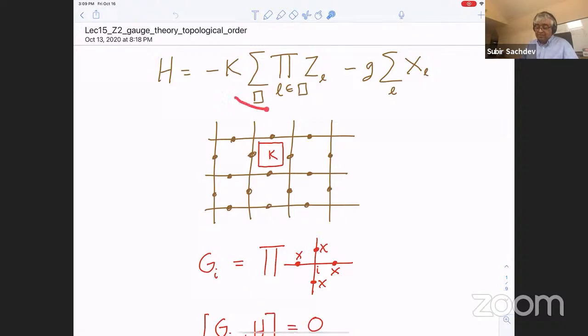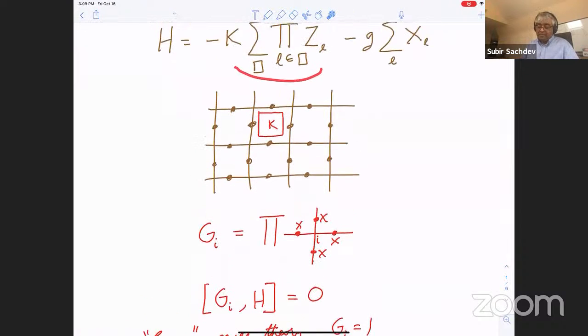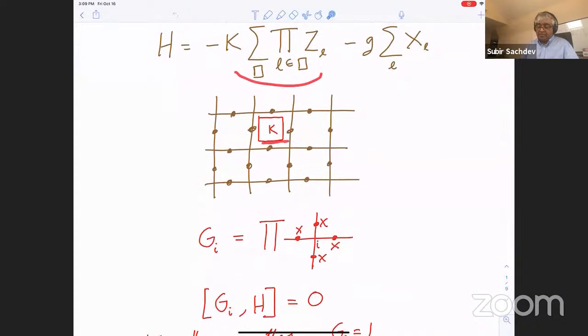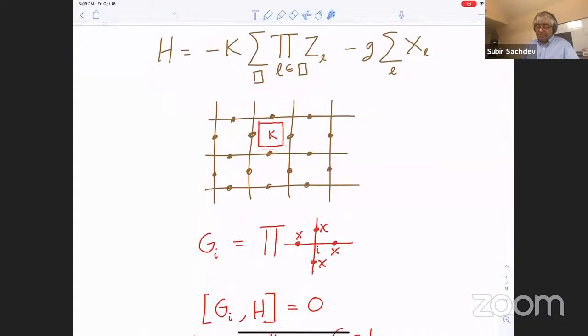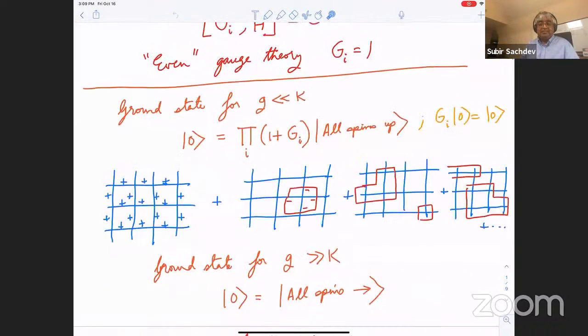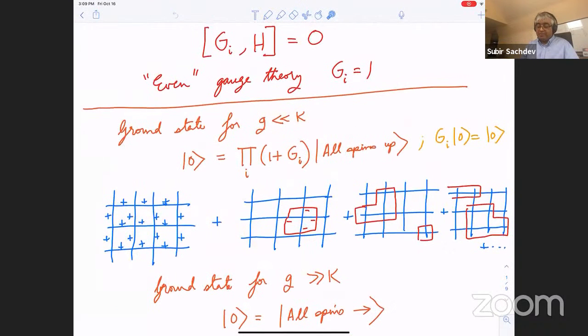So what is the ground state of this Hamiltonian? Well, basically, you can put everything in the Z basis, and you just have to make sure that the product of all the spins around every plaquette is 1. And the simplest way to do that is to take all spins up. The only trouble with that state is that it doesn't satisfy this constraint. When you hit G on this state, some of the spins will flip.